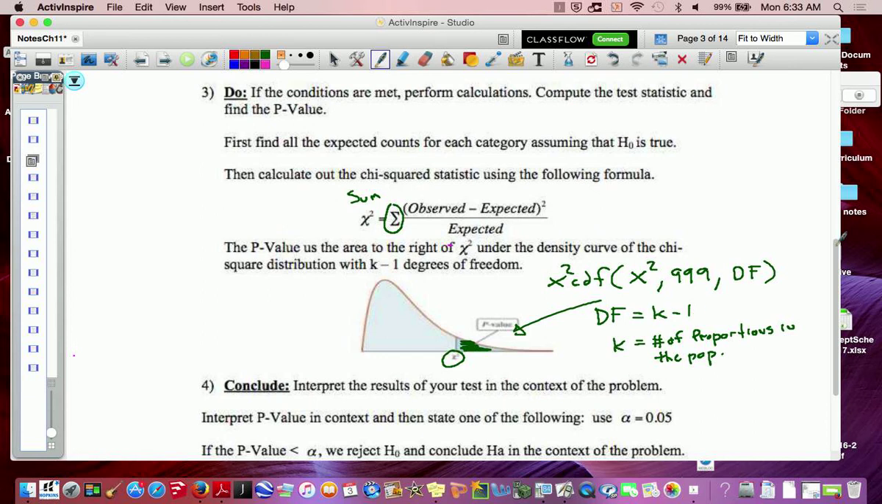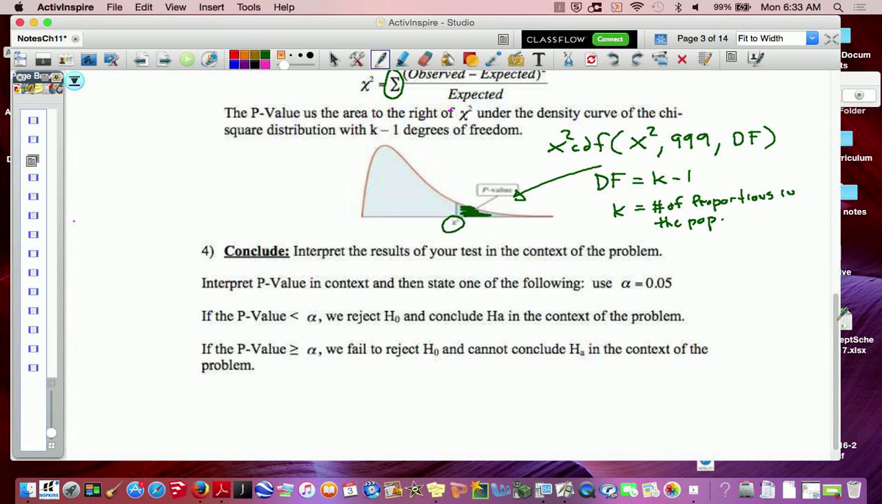Okay. The conclusion is basically the same thing as we've done before. You look at the p-value, reject if it's less than 5%, fail to reject if it's 5% or more, and we're good to go. So let's jump into, I believe, a couple of examples here so that you get an idea of how the problem works.